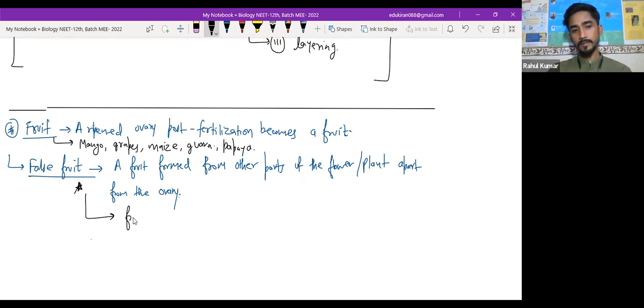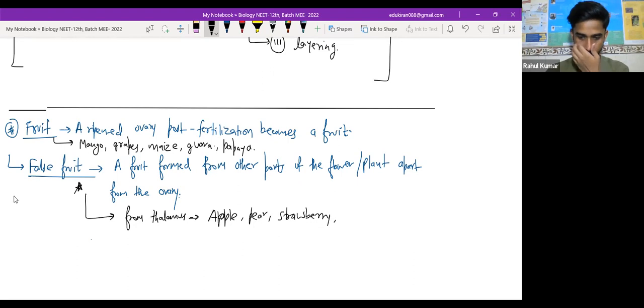false fruits from thalamus. Which of the false fruits are developed from thalamus? So it's the apple. Okay, apple is developed from the thalamus. Here, so it's strawberry and cucumber. Cucumber also grows from the thalamus.